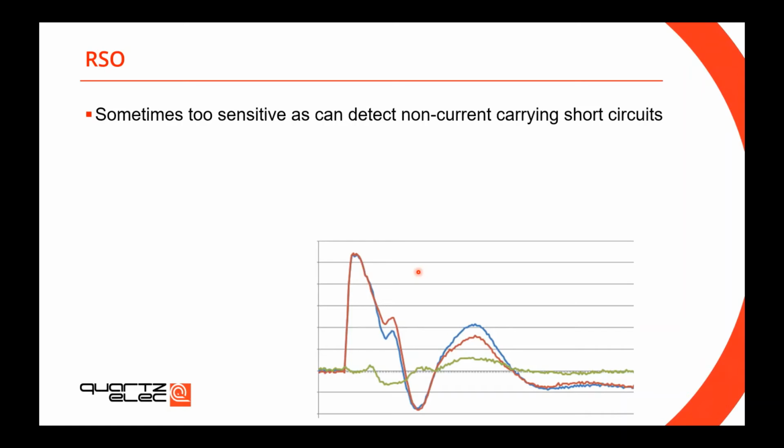What else do we know about RSO? Well, sometimes it's too sensitive, as scary as it sounds. Yes, but from a number of tests we performed in the past, we realized that sometimes RSO can detect non-current carrying short circuits. Let me put it in other words. If you add a short circuit with a 10 ohm resistor, we've noticed that we might actually detect a discrepancy between two lines, where the 10 ohm resistor isn't conductive. So this is how sensitive RSO is. Something to have in mind when you perform that test.